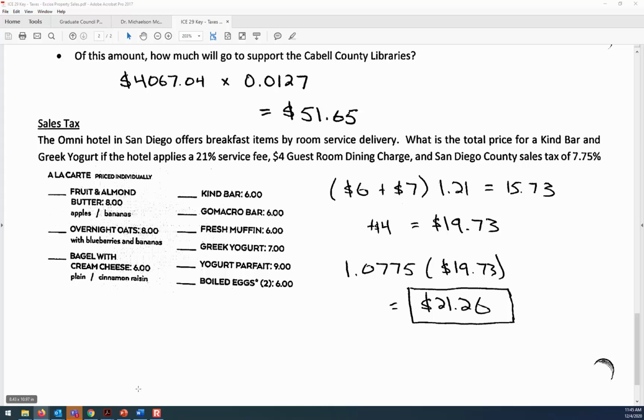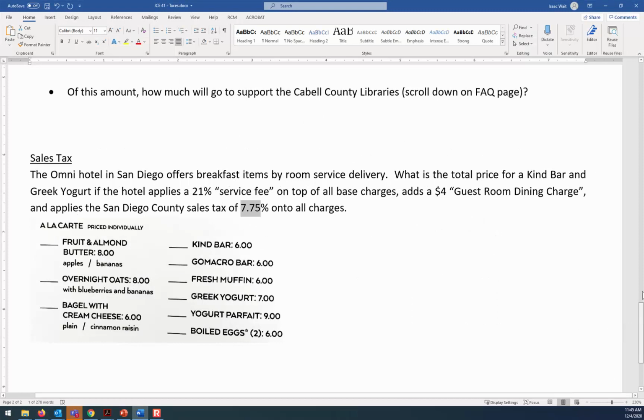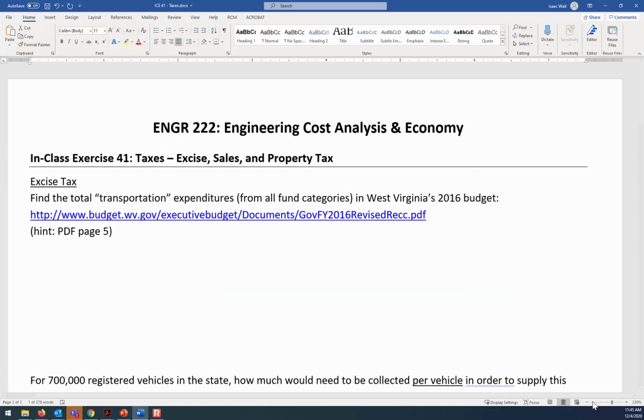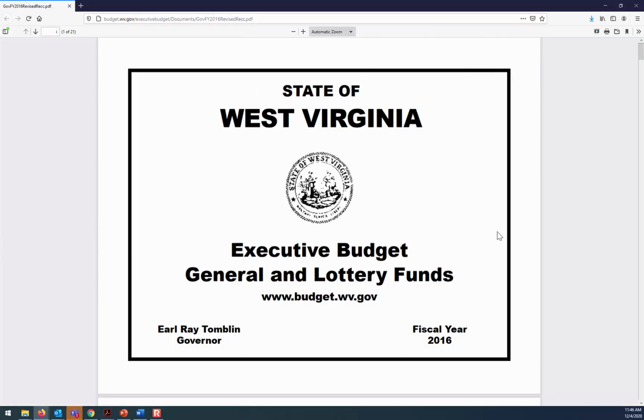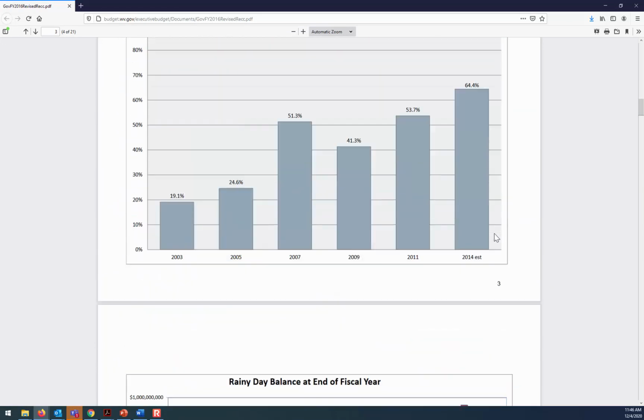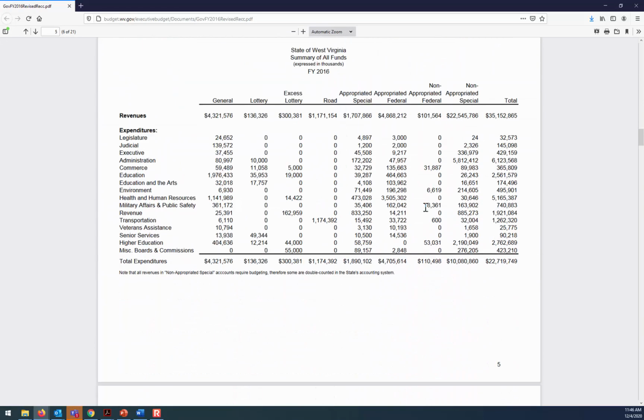All right, so we've got 5 minutes left, and the last thing we're going to take a look at in this in-class exercise has to do with excise taxes. And so the state puts its budget online each year. And one of the things that they identify is how much of their budget goes to transportation. So let me pull up the 2016 budget, because that's one that I already have the link to and know which page it's on. So let me bring this up. We're going to look on page 5. That's showing the state budget.